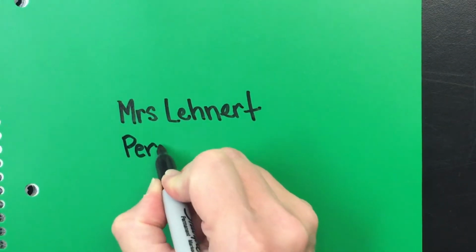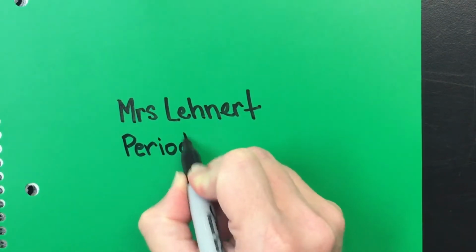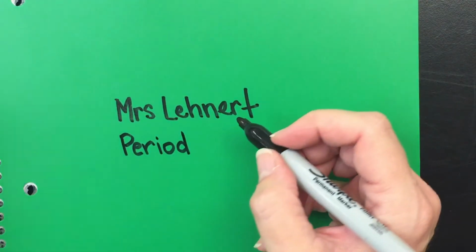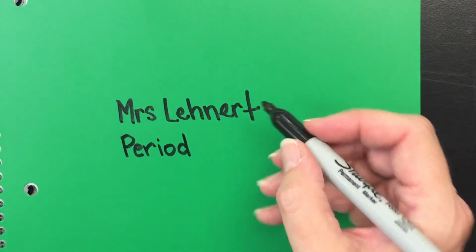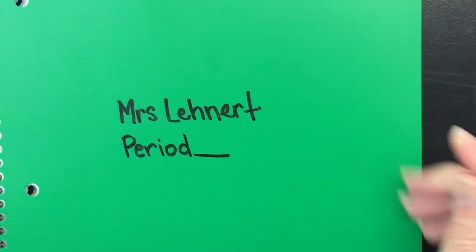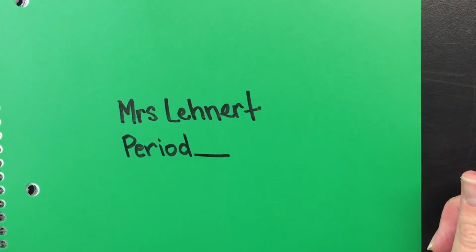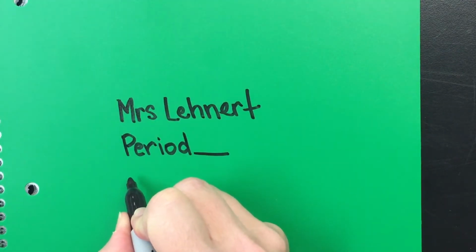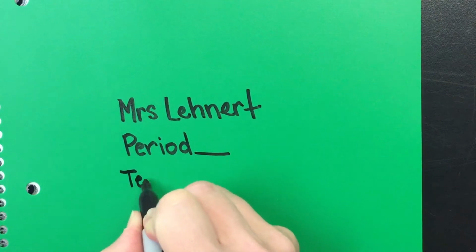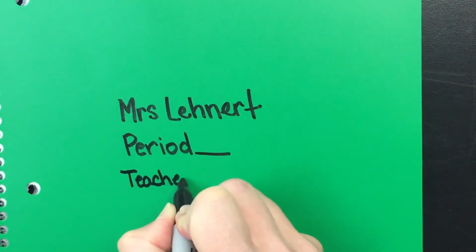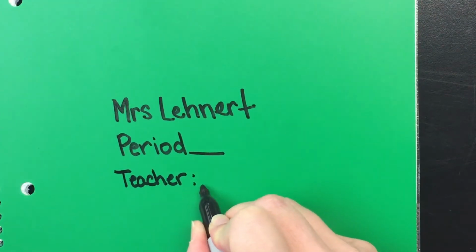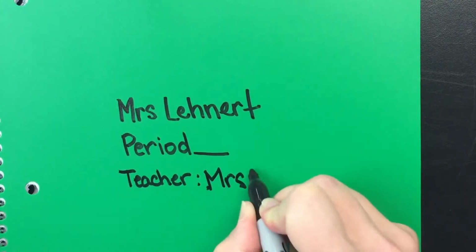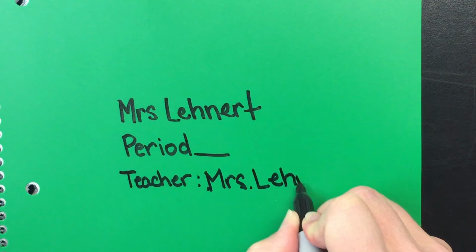So for example, if this is period 1, you're going to put period 1. If this is period 2, you're going to put period 2. If this is period 4, 5, 9, whichever period this is, you're going to put the period number there. Okay. You're also going to put your teacher's name here. Okay, that is me. So your teacher is Mrs. Lehnert. Kind of looks funny, I'm putting Mrs. Lehnert twice, but you get the idea.